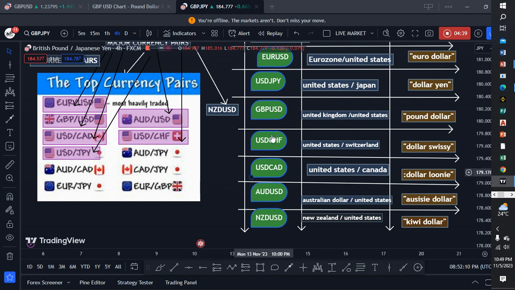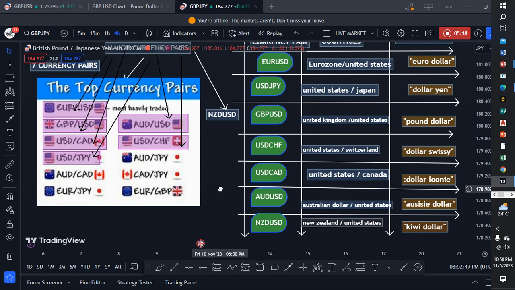The USD JPY is traded in the United States and Japan. The GBP USD is traded in the UK and United States. USD Swiss franc is traded in the United States and Switzerland. USD CAD is traded in the United States and Canada. The Australian dollar USD is traded in Australia and United States, and the New Zealand dollar is also traded in New Zealand and United States. So these are the major currency pairs. There are eight major currencies, but only seven major currency pairs, as I talked about.